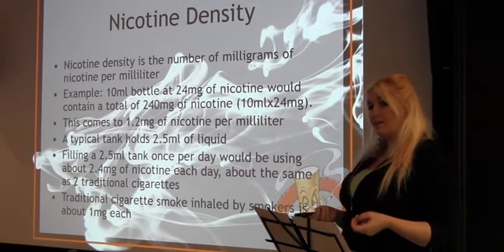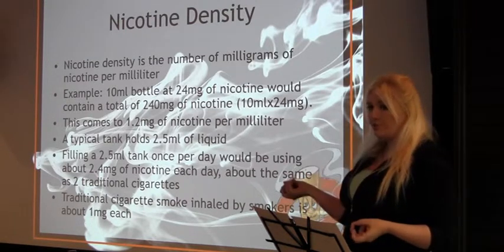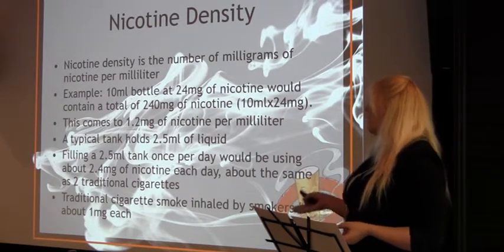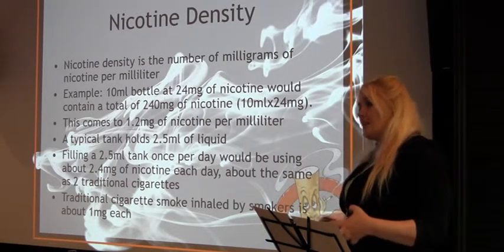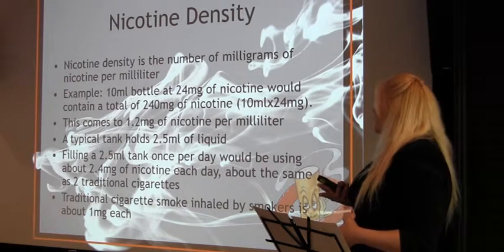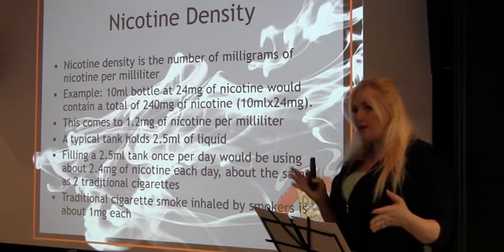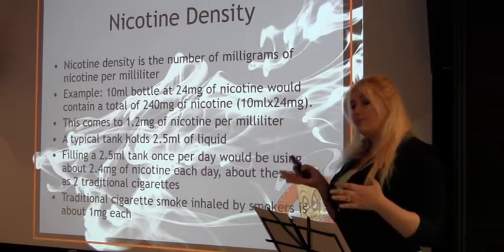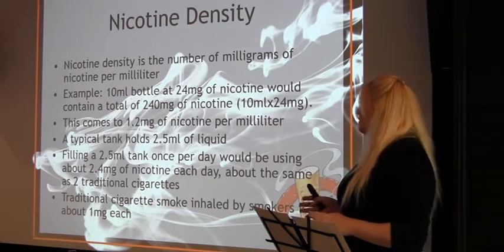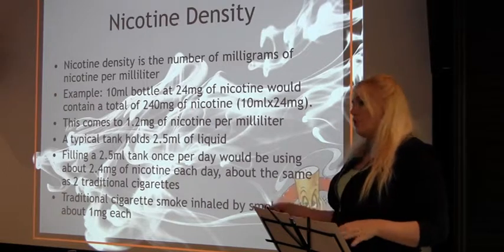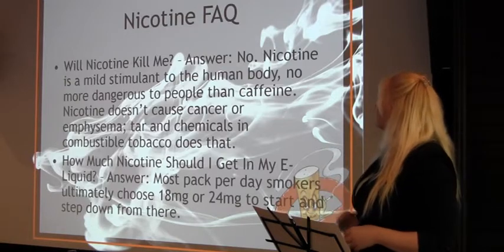A typical tank holds about 2.5 milliliters of e-liquid. So if you fill a 2.5 milliliter tank once per day and use the whole thing, you're going to get about 2.4 milligrams of nicotine, which is about the same as what is contained in the smoke of 2 cigarettes. A traditional cigarette, before it's lit, contains between 9 and 26 milligrams of nicotine, although we're not totally sure on that. It's a trade secret of the tobacco industry. But in general, tests on the smoke itself show about 1 milligram of nicotine per cigarette.